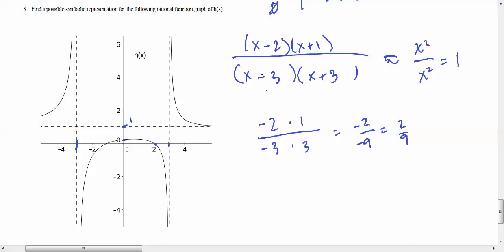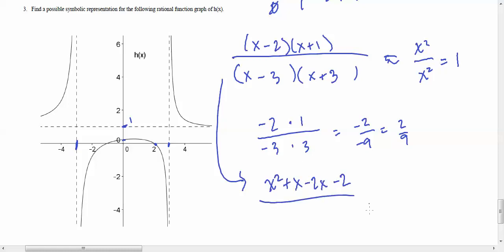The last step I want you to do, of course, is to FOIL this out so you can compare it to the standard form in the numerator and the denominator. FOILing the numerator, I've got x squared plus x minus 2x minus 2. Hopefully you can get really good at this really quick. On the denominator, I'm going to FOIL it out in my head. That goes to x squared minus 9. This becomes x squared minus x minus 2 over x squared minus 9.